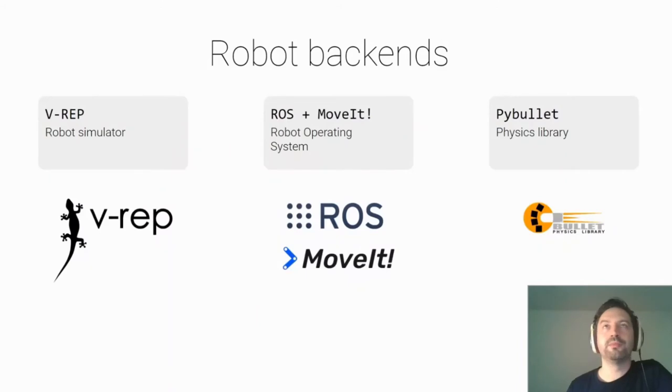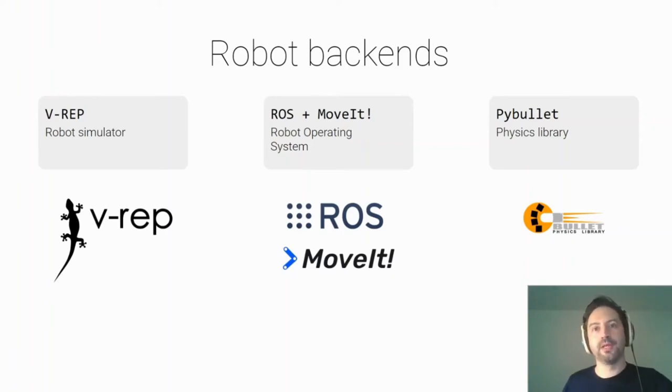And in terms of robot backends, and I'm getting towards the end of the presentation, we support three main ones. One is V-REP, which is a robot simulator. It was the first one that we integrated. It's a regular application, so it's somewhat simple to use.